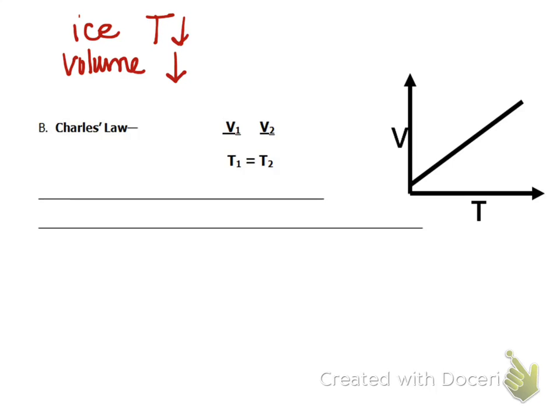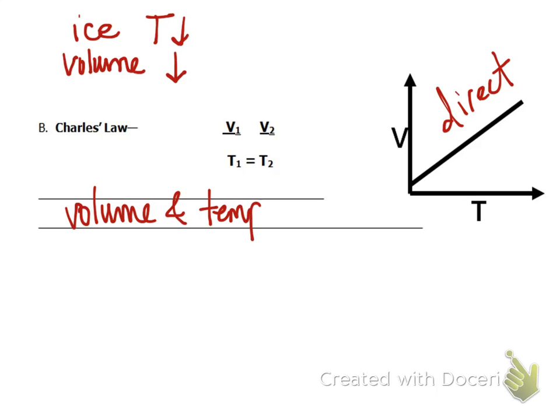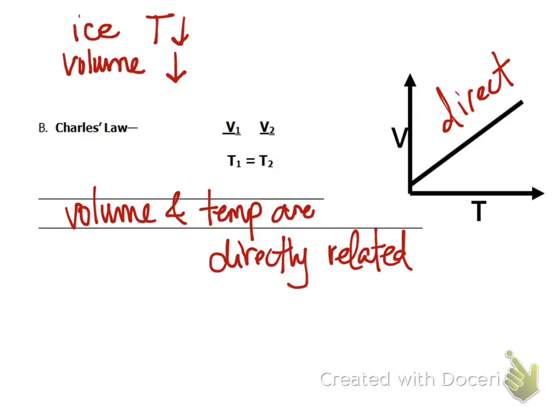Agreed? All right, so here we go. So since those arrows are both going in the same direction, what kind of relationship is this? Direct, which means I can set up a proportion. Volume and temperature are directly related. Easy enough? Okay, what about really warm things? They get bigger. Okay, because the arrows will always do the same thing. It's a direct correlation.